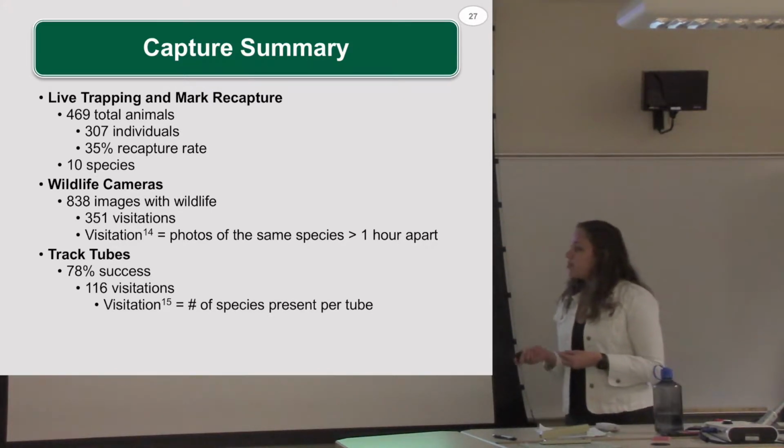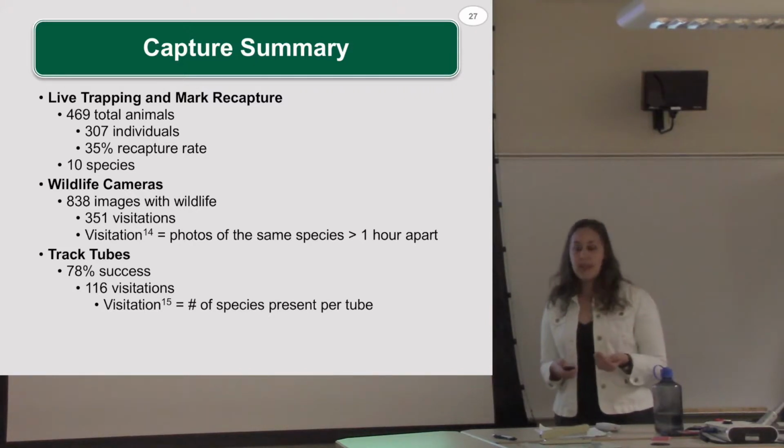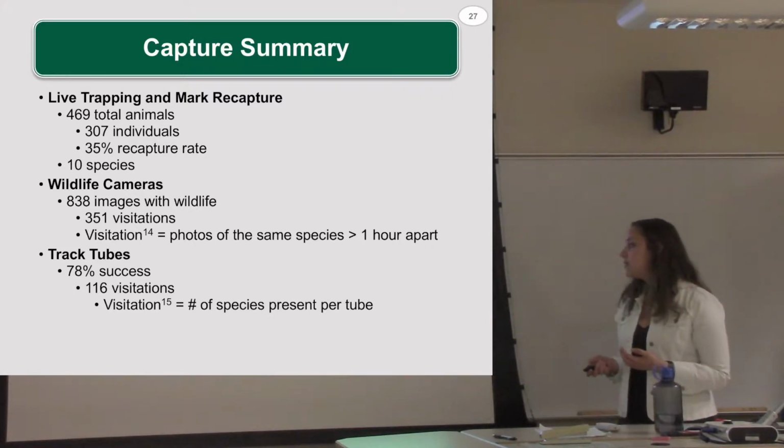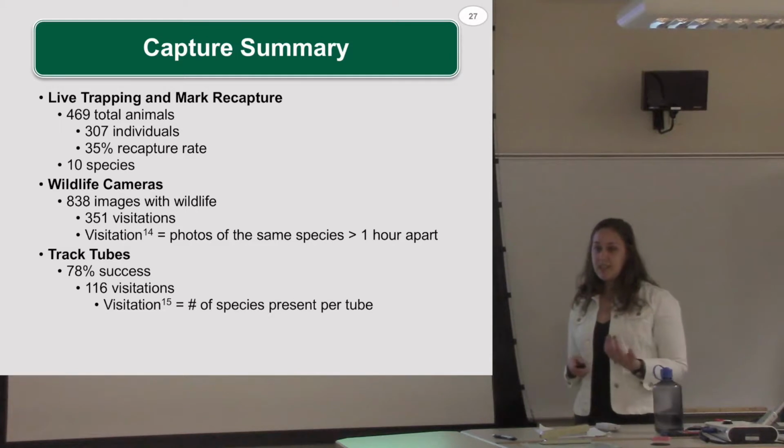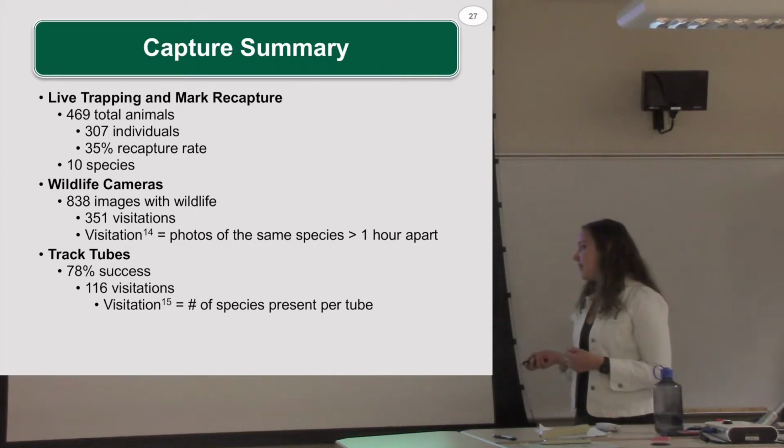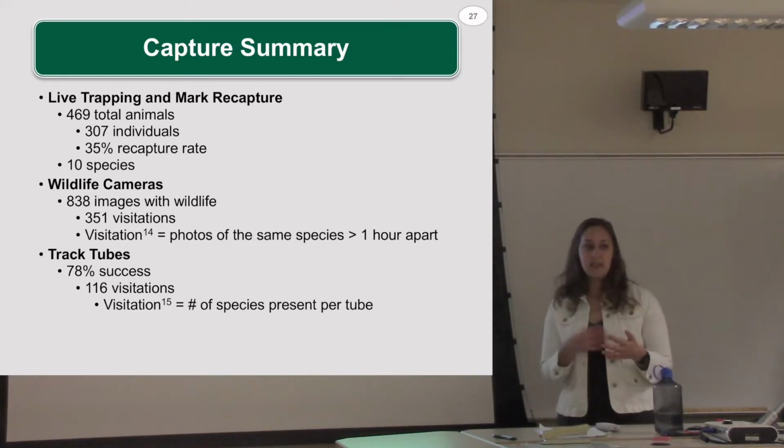Additionally, we used track tubes. I had about a 75% success rate, so pretty good occupancy of those, with 116 visitations. For track tubes, a visitation is the number of species in a tube.